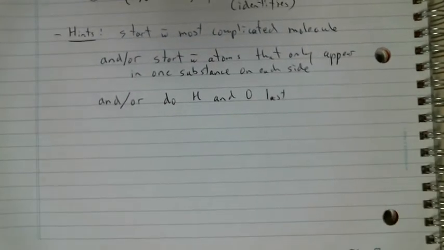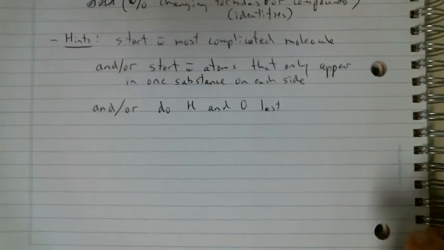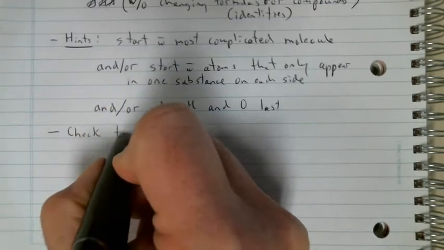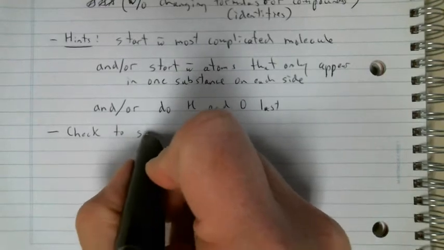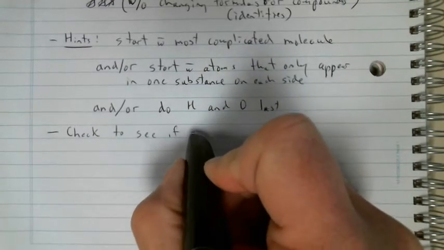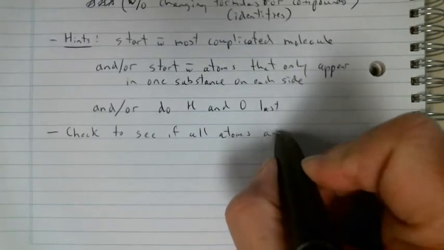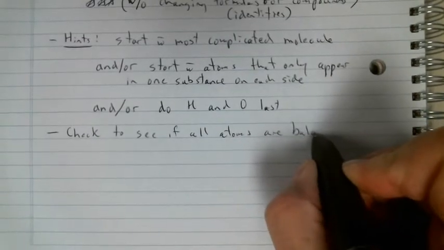The last thing, the cool thing about balancing reactions is that you always know whether you have the right answer or not. And so it's really important, once you're done, to check to see if they're balanced. So check to see if all atoms are balanced. You just count them up on the left and the right.